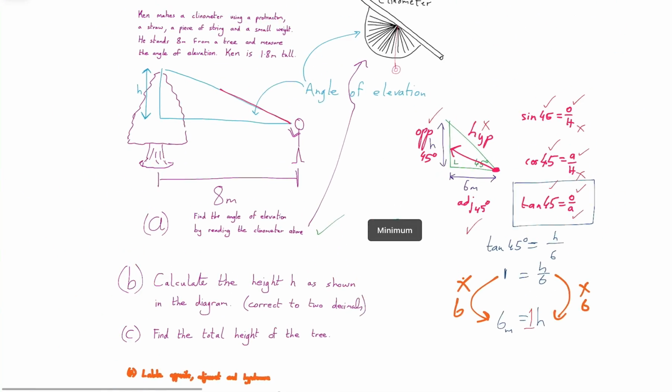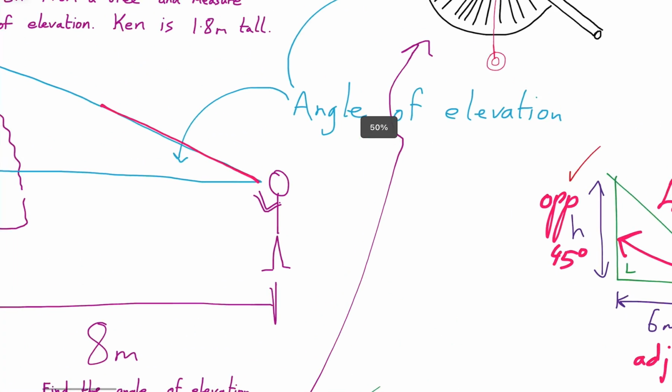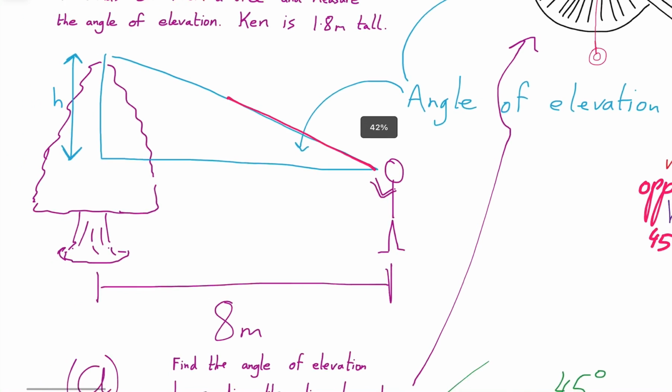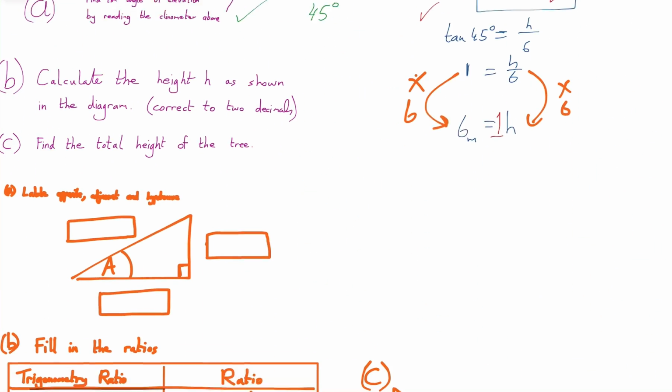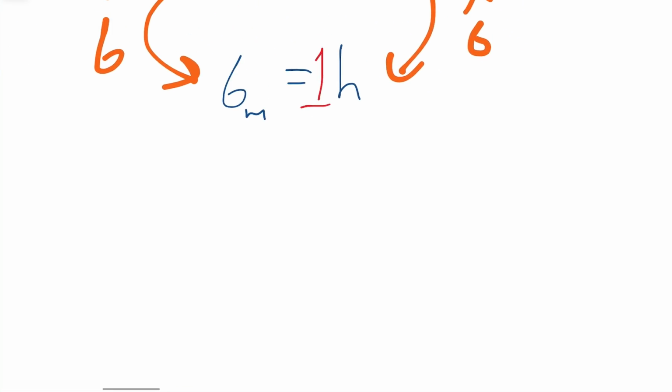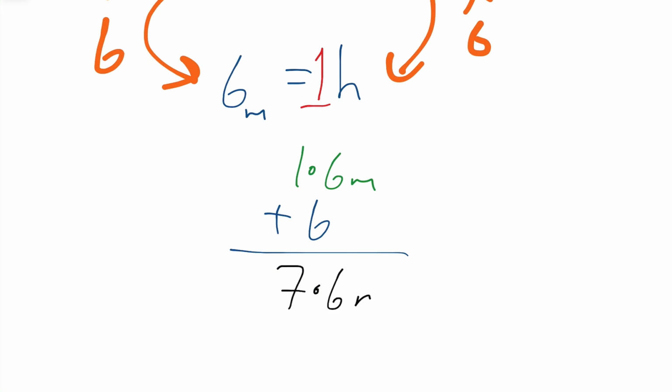How do I find the total height of the tree? Well, if this person was 1.8 meters, you'd add on 1.8 over there. Let's say our person is only 1.6 meters tall. So if the person is 1.6 meters tall, we're going to add on the 6 meters above their eye level to get a total of 7.6 meters for the height of the tree.